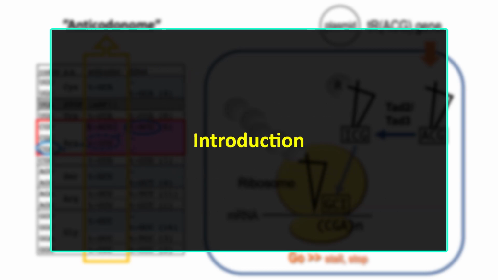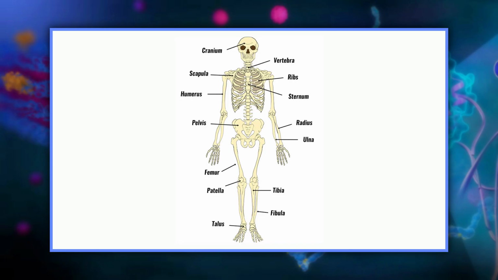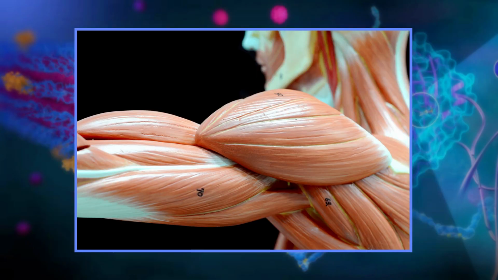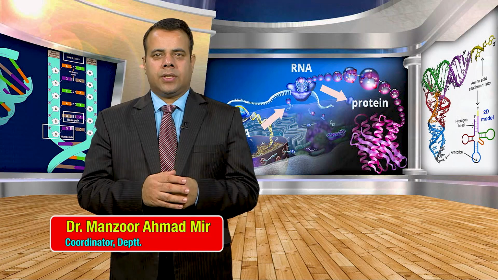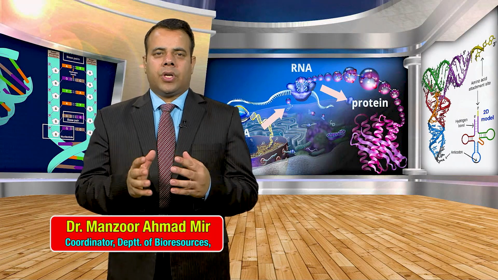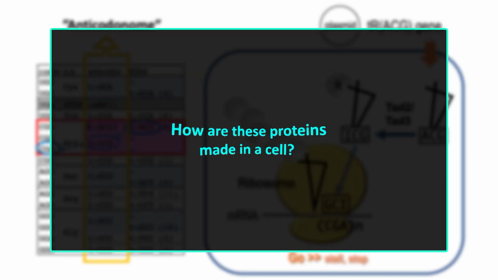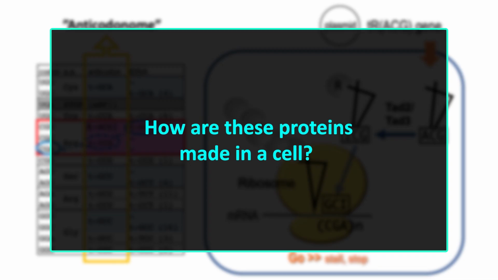Dear students, let's begin with the introduction. Take a moment to look at our hands. The bone, skin, and muscle you see are made up of cells, and each of those cells contains many millions of proteins. As a matter of fact, proteins are key molecular building blocks for every organism on the earth. How are these proteins made in a cell?